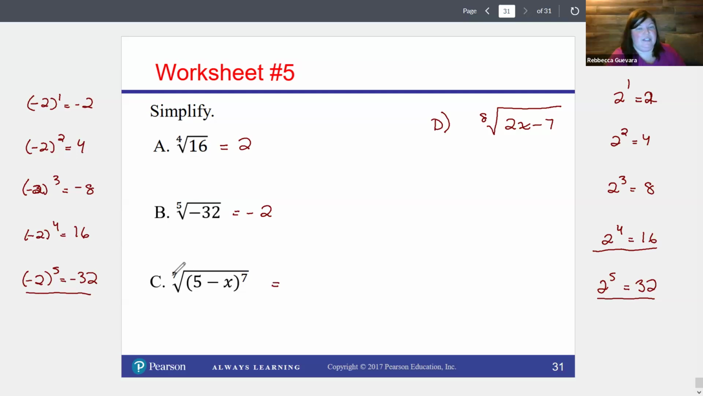Then for C, this is an odd root. So we're doing the odd root of something that is raised to the same odd power. So the 7th root of 5 minus x to the power 7. Well, that's just going to be 5 minus x. If we have an even root, like we have here, then what's going to happen? Oops, that was all to the power of 8. I didn't quite get that in there when I wrote it. So I have the 8th root of 2x minus 7 to the power of 8. That is just going to be 2x minus 7, absolute value.